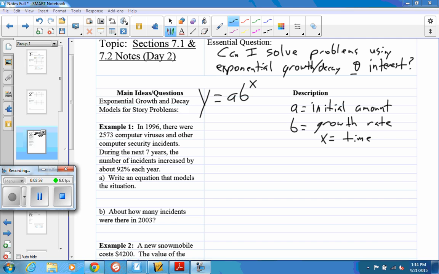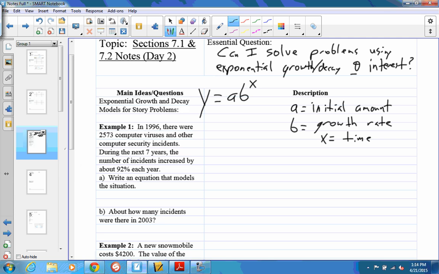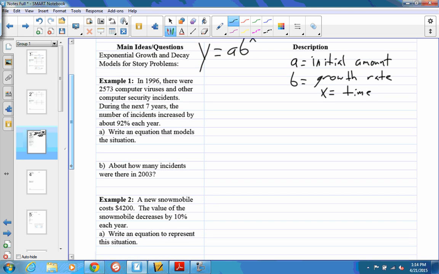So in 1996, there were 2,572 computer viruses and other computer security incidents. During the next 7 years, the number of incidents increased by about 92% each year. This is very similar to problems you'll have on homework, quizzes, tests, everything. Two parts. Part A, write a model, and then use that model in part B to find how many incidents there were in 2003. So my equation is always just going to be y equals a times b to the x.